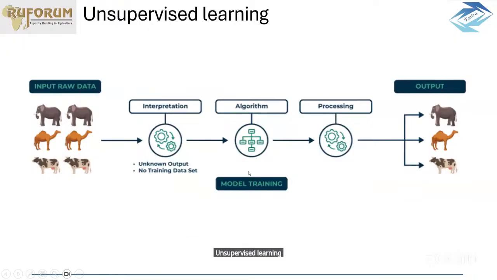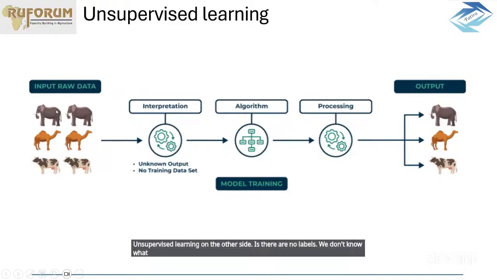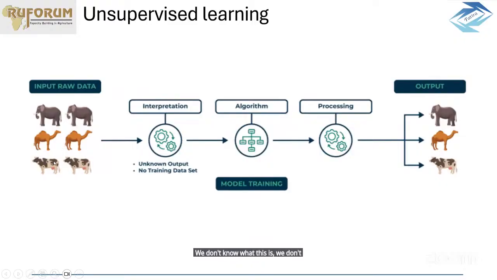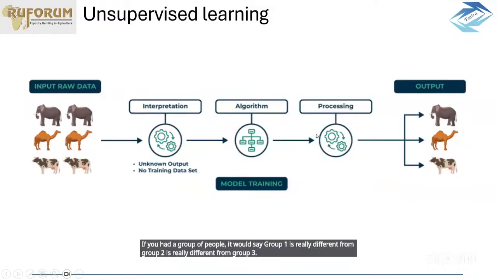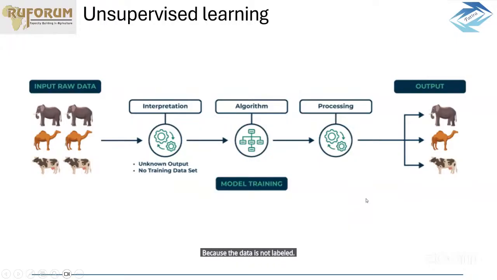Unsupervised learning, on the other side, is there are no labels. We don't know what this is. We want to know if the algorithm can differentiate them. Yes, they are different. It doesn't know what they are, but the aim is to know if the algorithm can say that this image is really different from this one, it is different from this one. If you had a group of people, it would say group 1 is really different from group 2, is really different from group 3. Because the data is not labeled, we don't know what group 1 is.